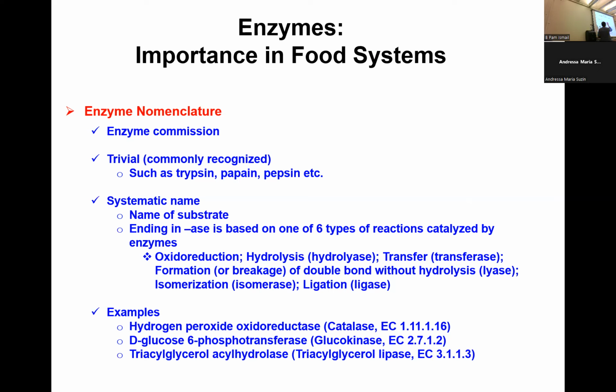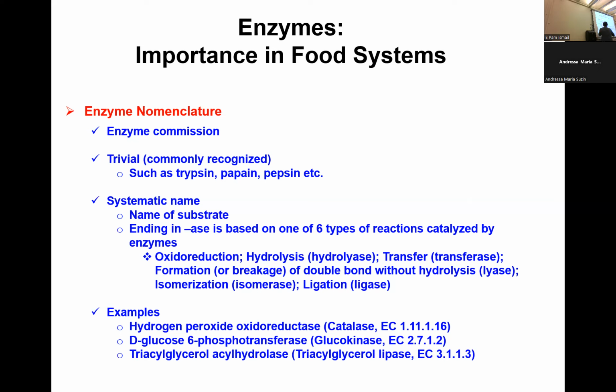So there are 6 types of reactions. The one that is oxidation-reduction, so an example is catalase or peroxidase, hydrogen peroxide oxidoreductase. Hydrolysis, breaking down the bonds and releasing water. That's why it's called hydrolysis, release of water. So hydrolases. Transferases, transferring of a functional group from one substrate to the other. For example, transfer of a phosphate group.